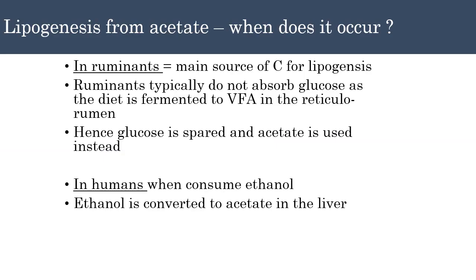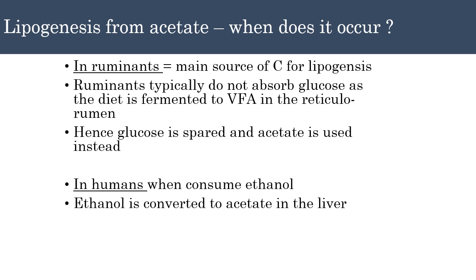So now I'm going to step you through the special scenario of lipogenesis from acetate in comparison to what we went through with glucose. Lipogenesis from acetate. When does it occur? Well, in ruminants, acetate is the main source of carbon, and that's required for lipogenesis. So ruminants typically do not absorb glucose, as the diet is fermented to volatile fatty acids. And we'll learn a little bit more about this in the ruminant lectures. Hence, glucose is actually spared and acetate is used instead.